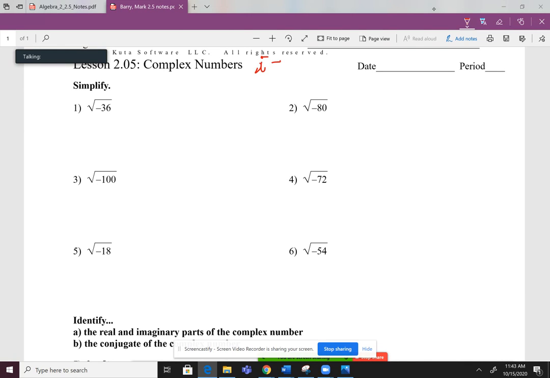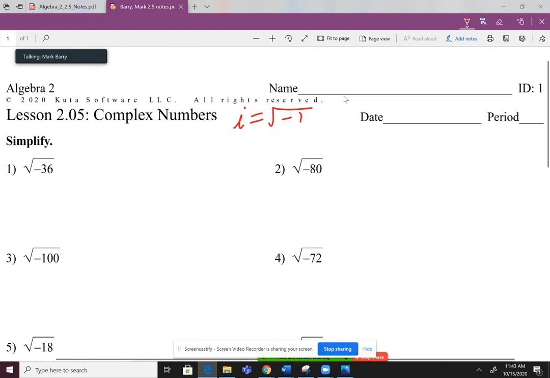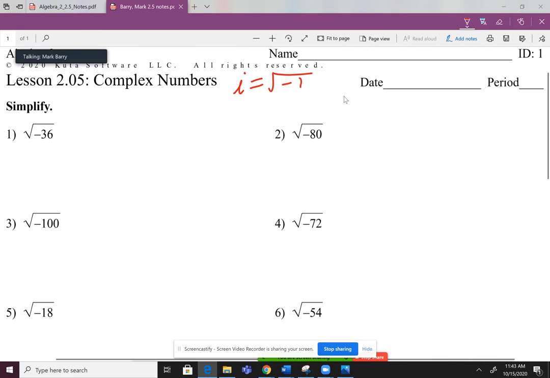Oopsie, right, let me write that a little more neatly. i is the square root of -1. I always do a cursive i. If you want to do just a regular i, that's fine too. I just always write, I don't know why, a cursive i for these.